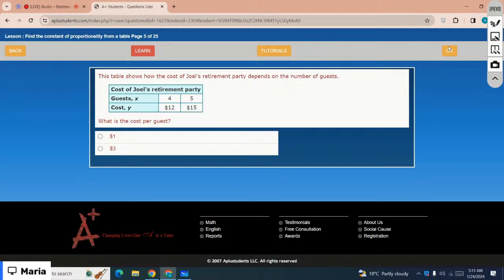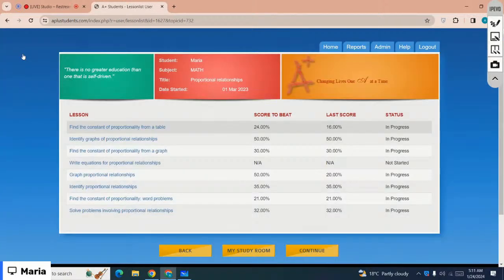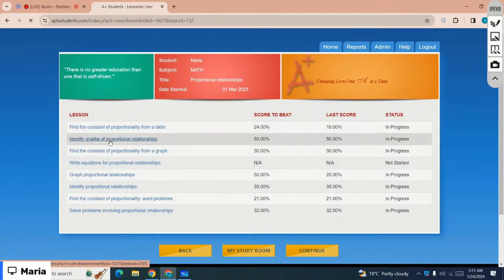Very good. That is $3. The cost per guest is $3, right? Okay, you can complete the lesson by yourself later today. Let me just move on to our next lesson. And the next lesson is identify graphs of proportional relationships.